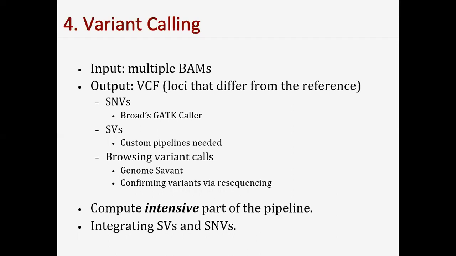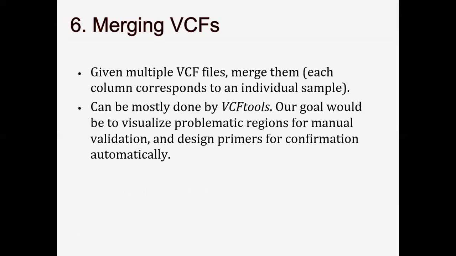For the variant calling, the input will be multiple BAM files, and the output will be VCF. Again, in GATK, you can get the SNVs, SVs, browsing the variant calls, and all. Then merging the VCF files. You have multiple VCF files, and there are different steps you can use. Either you can merge the BAM files themselves from the different samples, or you can call the individual VCF files and then merge the VCF files together. It is preferable to call the VCF files individually and then merge them together.